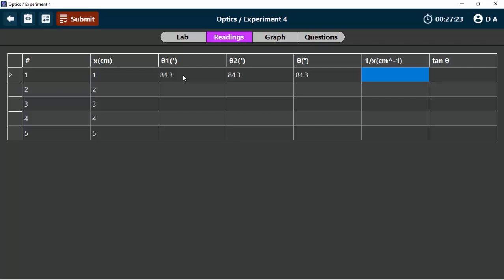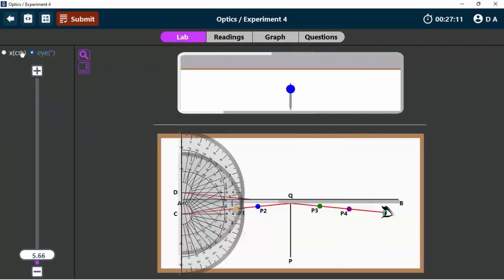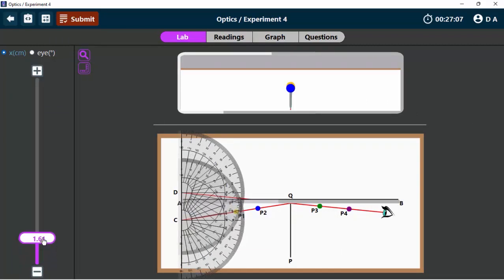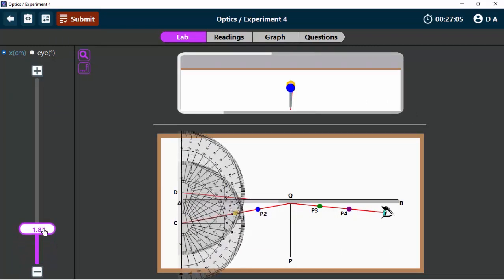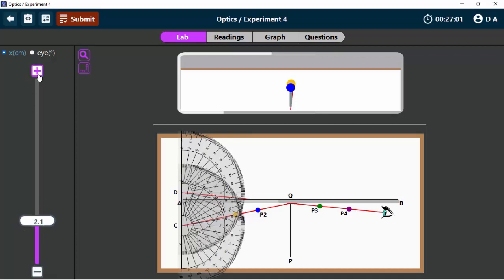Then 1 over x is 1. Then tan theta is roughly 10. Then the next step is to change the value of x to 2. So we're going to move x to 2.